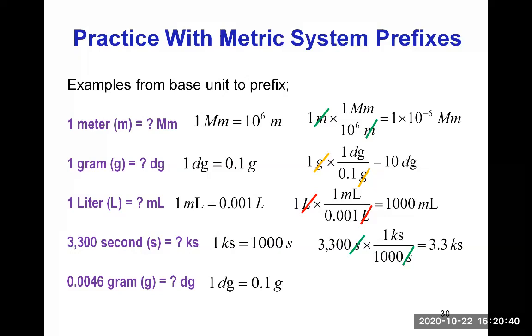Here, the given amount is 0.0046 grams. You will multiply it by the conversion factor that is written such that the grams will be on the bottom because your given amount has units of grams. So it's going to be 0.0046 grams times 1 decigram over 0.1 gram. You can see that this way the grams cancel. And you do 0.0046 divided by 0.1 and it's 0.046 decigram, because the units that are left behind are the decigrams, and that's the units you wanted to convert those grams into. So there you go.